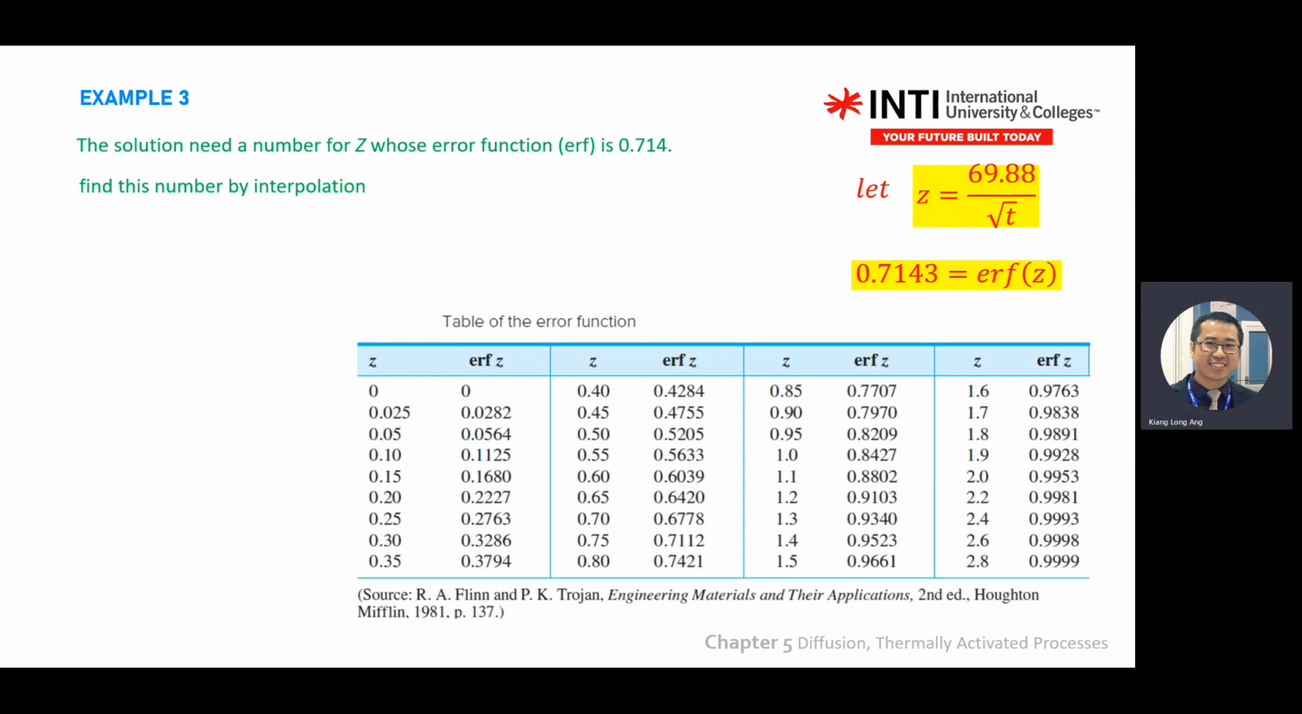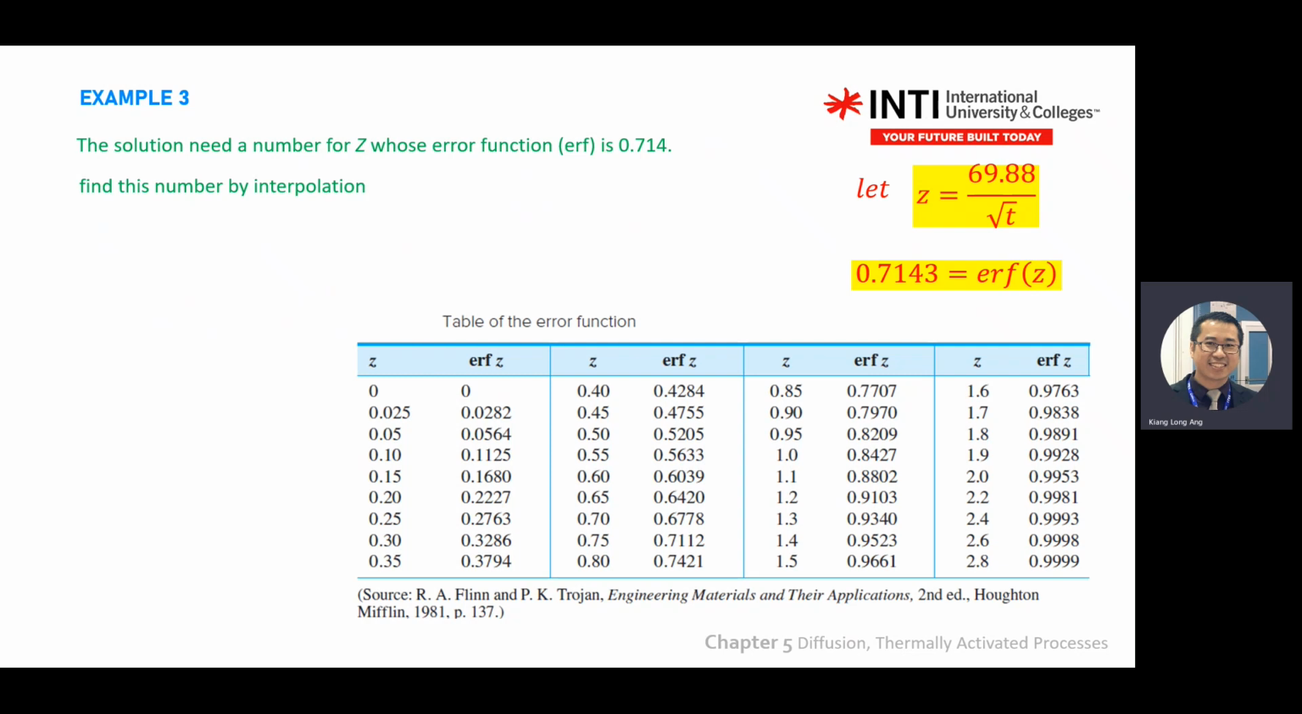From the table, you have the Z row, Z column, and ERF column. What do you understand about this highlighted 0.71 equal to ERF of Z? Which column are you referring to? The left or the right? Right. So 0.7143, where does it fall into? Here. About here. You put in 0.7143 here. This is your X.